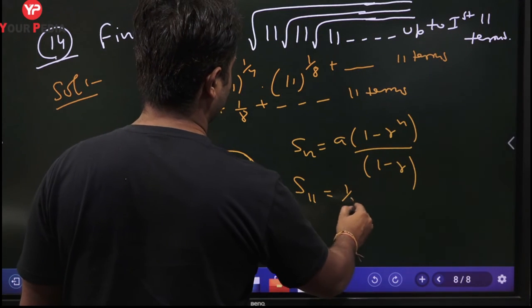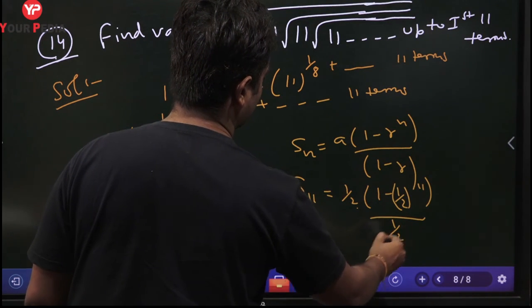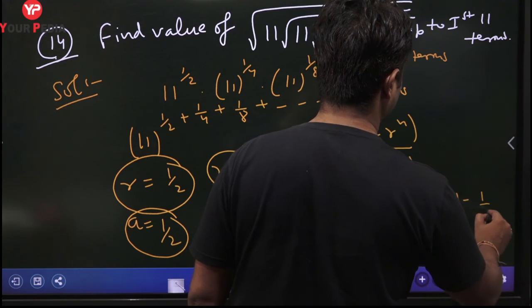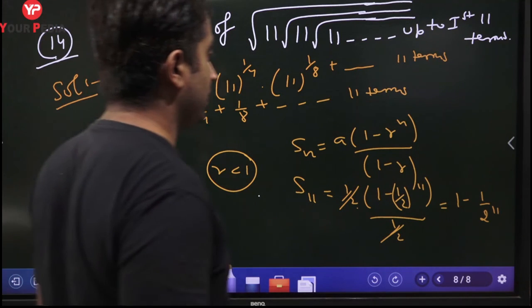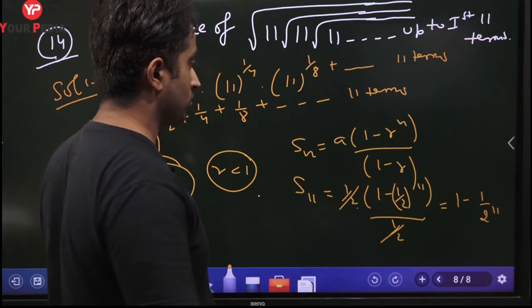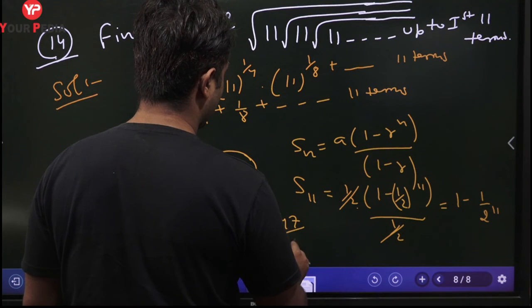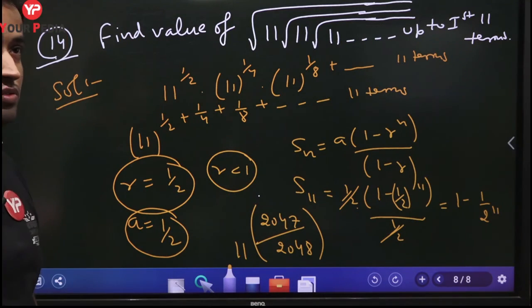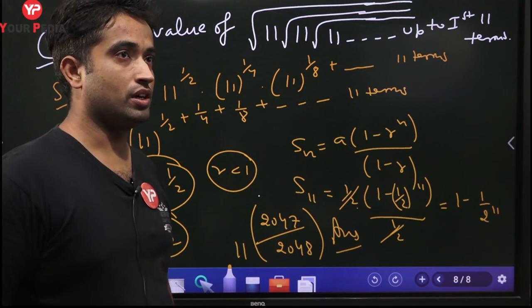For n equal to 11, A is 1 by 2 into 1 minus 1 by 2 raised to power 11 divided by 1 minus 1 by 2, so that is 1 by 2, 1 by 2 and 1 by 2 will get cancelled out, so you will get 1 minus 1 by 2 raised to power 11. Haan ji, 2 power 10 is 1024, so 2 power 11 will be 2048. 2048 minus 1, so that will be 2047 upon 2048, and the base would be 11, so 11 raised to power 2047 by 2048 would be your answer.